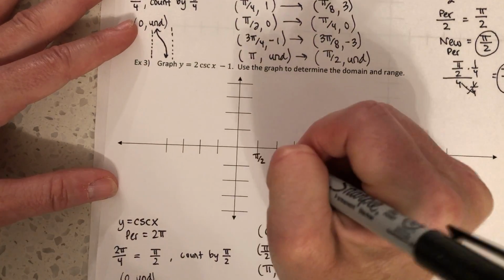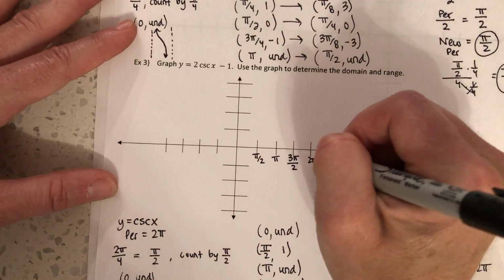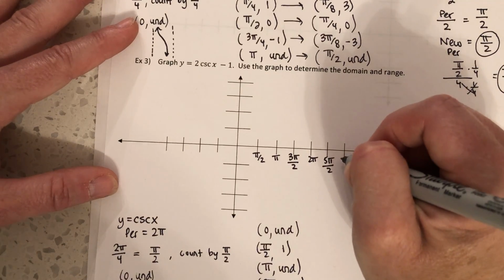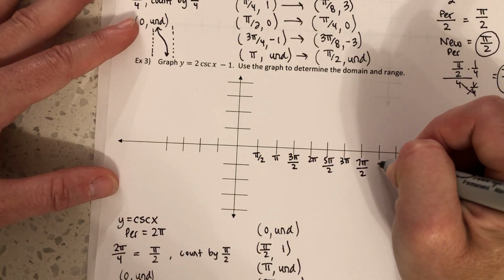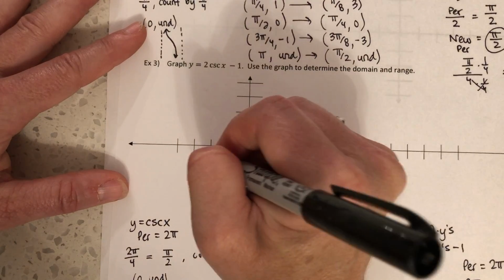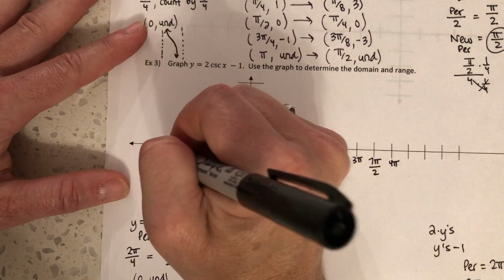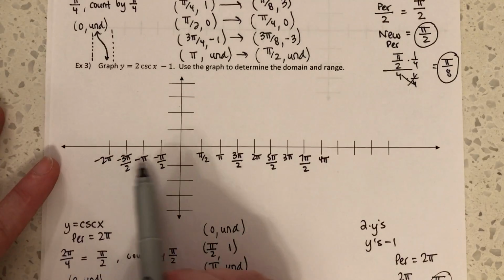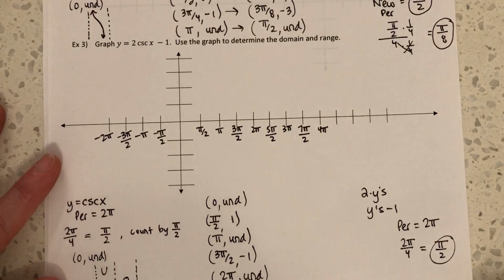Pi over 2, 2 pi over 2, 3 pi's over 2, 4 pi's over 2, 5 pi's over 2, 6 pi's over 2 is 3 pi, 7 pi over 2, 8 pi over 2 is 4 pi. And then we can go back, -1 pi over 2, -2 pi over 2, -3 pi over 2, -4 pi over 2 is -2 pi. And then we should be pretty much set up to go. Even though you would have gotten these values by doing your transformations, I like to have it set up so I can continue the pattern. All right, here we go.